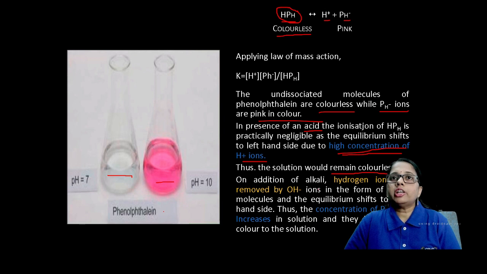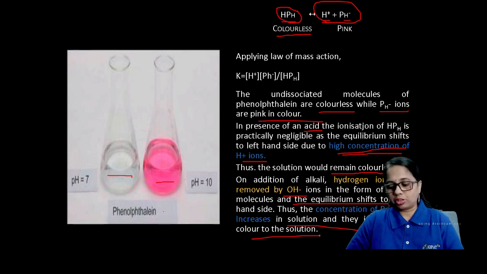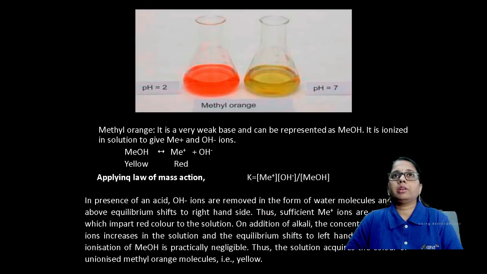So on addition of the alkali, that means we are going to add OH- ions. So hydrogen ions are going to be removed by OH- ions in the form of water molecules, whichever strong base we are going to use, and the equilibrium shifts to the right-hand side. That means this side, okay. Thus the concentration of PH- ions increases in solution, and thereby you are going to see the pink color in the solution. That's what is going to happen, okay.